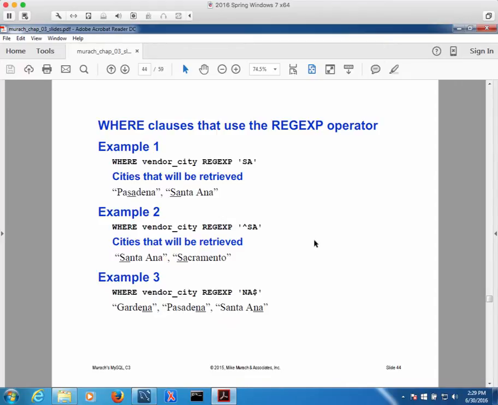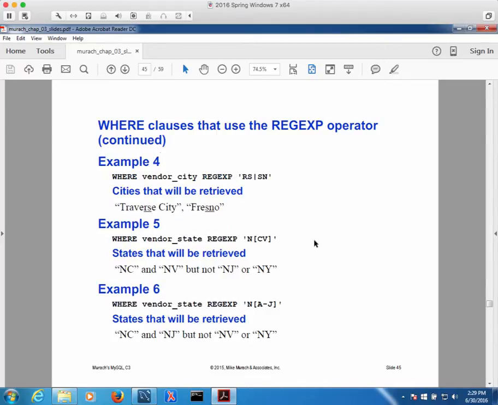And let's see what else we got. So in example 4, we say RS, and then the pipe, this symbol means OR. So it matches RS or SN anywhere in the string. Example 5 matches n plus either c or v, so it would match nc or nv, but not nj or ny.